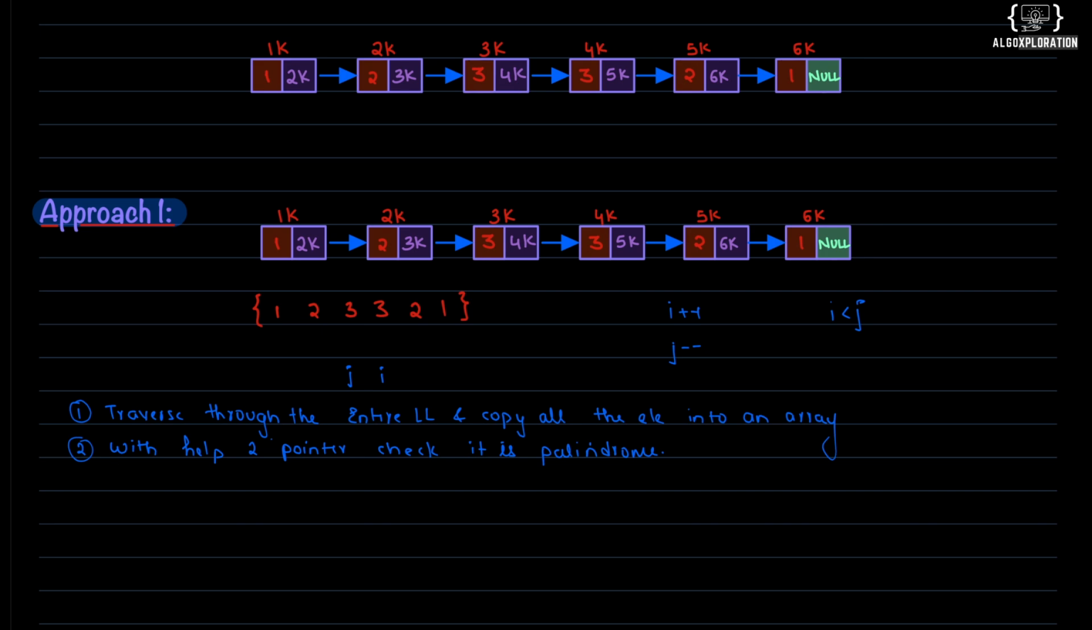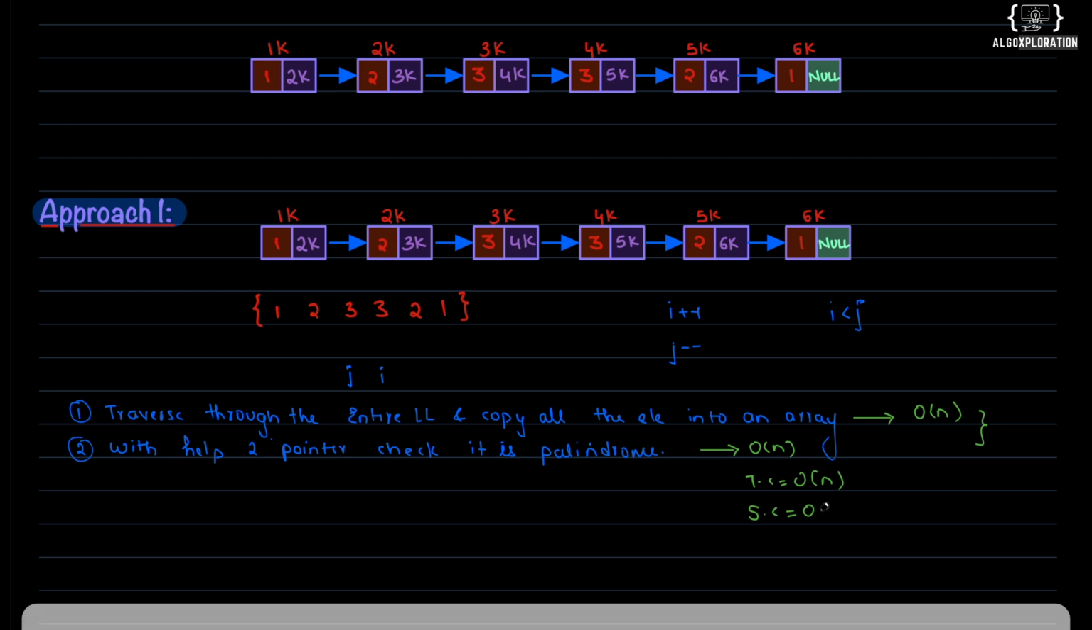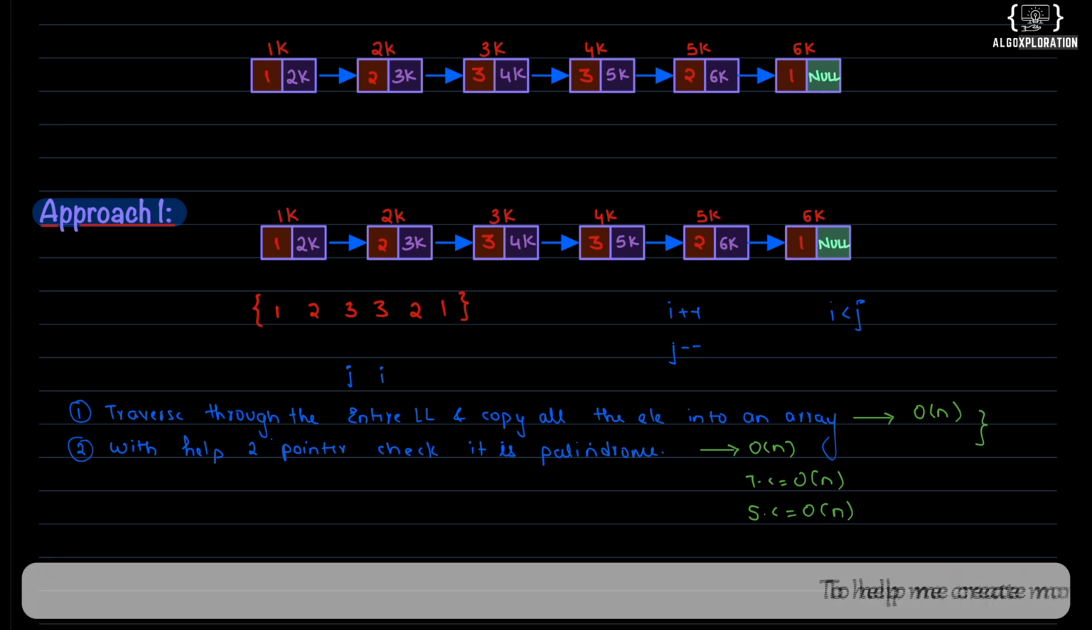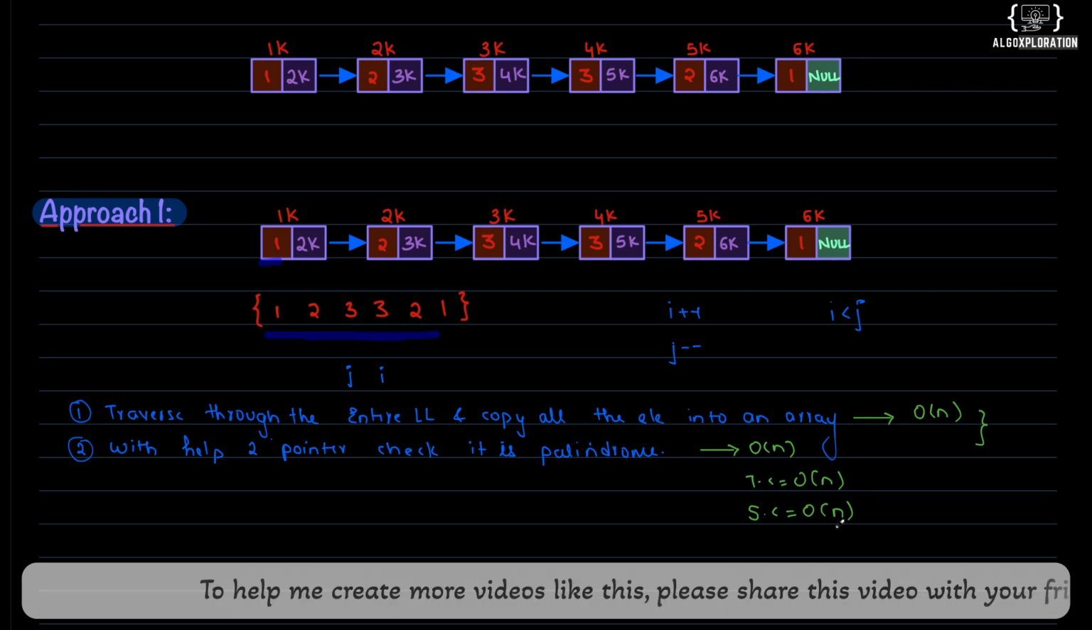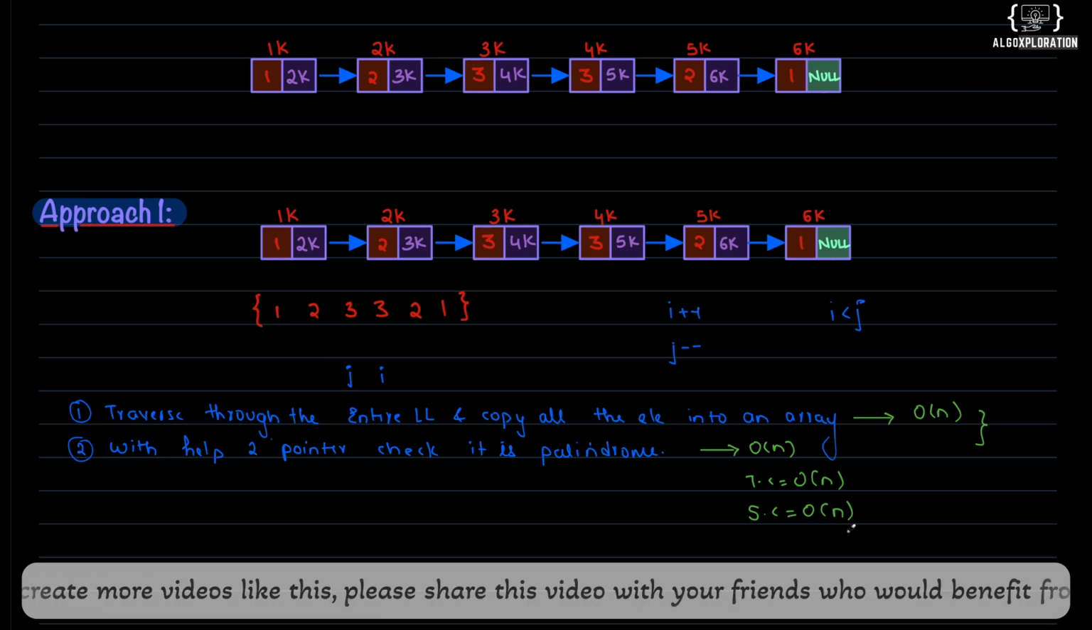Let me talk about the time complexity. This will take order of n time, and this is also going to take order of n time. Combining these two will be 2n, so the time complexity will be order of n. And what about the space complexity? This will also be order of n. Why? Because we are copying all the data into the new array, so it will be order of n space.